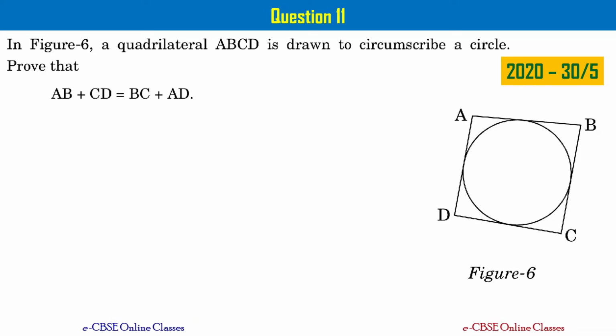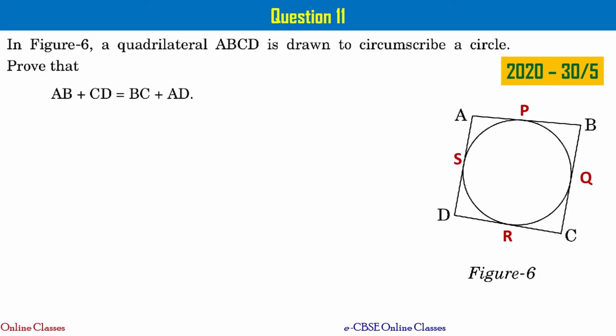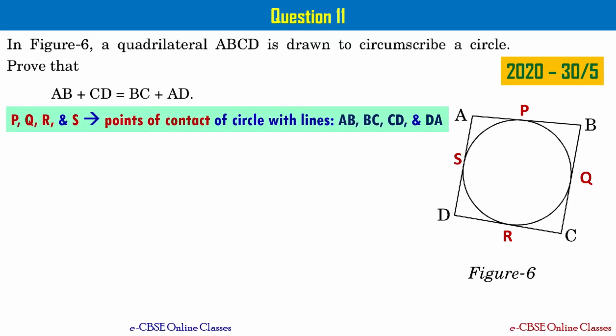What I'm going to do now is I'll mark the points where the lines are touching the circle, right? Line AB is touching the circle at point P. Similarly, line BC is touching the circle at point Q, and CD is touching the circle at R, and AD is touching the circle at point S, right? So we can now say that P, Q, R and S are the points of contact of the circle with lines AB, BC, CD and DA respectively, right?